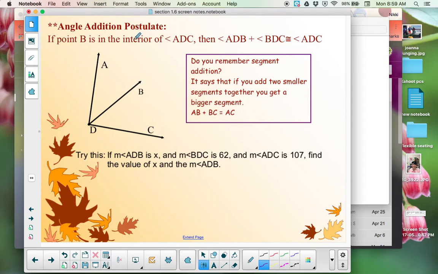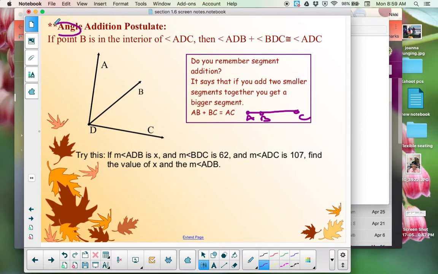The last thing we're going to talk about is the angle addition postulate. It's very similar to the segment addition postulate that we looked at in the last section. Remember, segment addition said that if you add a segment to another segment, you get a bigger segment. The picture looked something like this. And it said if you take the length of this segment and add it to the length of this segment, it has to be the same as the length of the total.